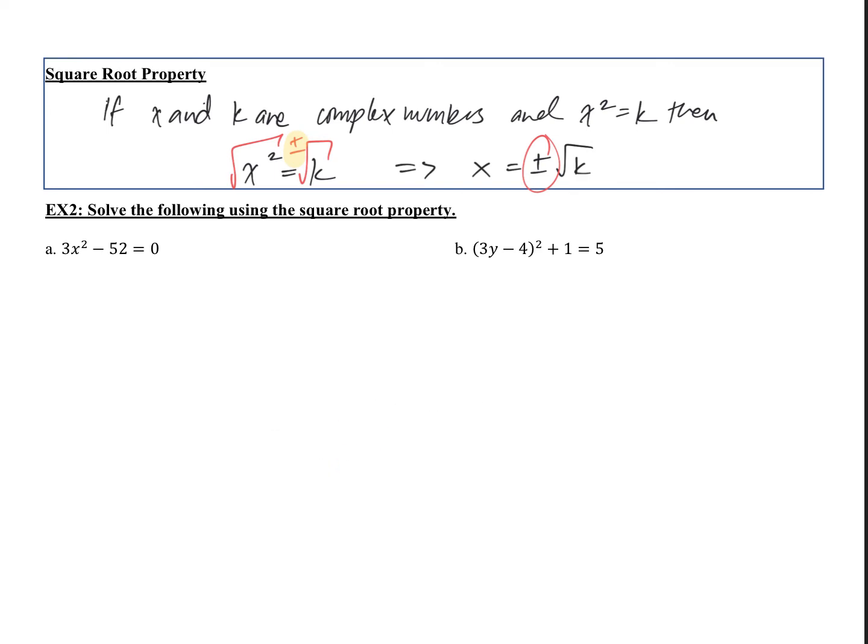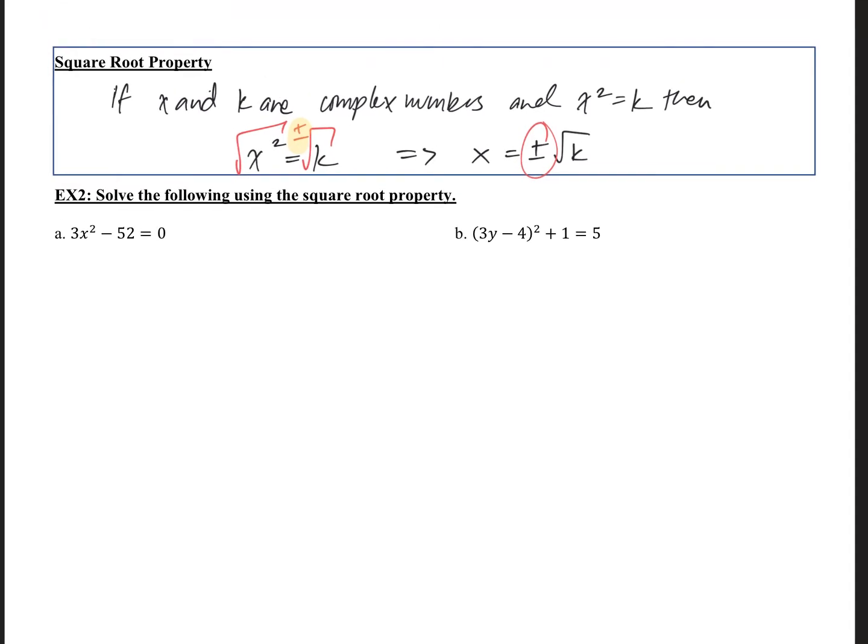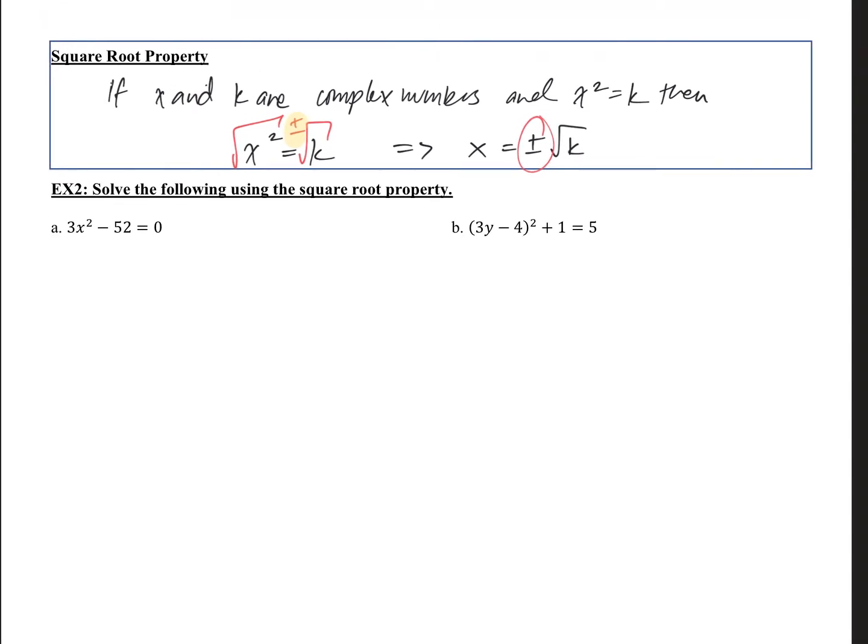Alright, let's go ahead and use the square root property on the following. So example 2, solve using the square root property. Well, if you'll notice, with the square root property, we want the squared item by itself equal to the other items. And for the first problem we have here, the squared item is not by itself. There are two things keeping it from by itself. That 3 and that -52. So let's go ahead and get it by itself by first adding 52 to both sides. So we get 3x squared equals 52.